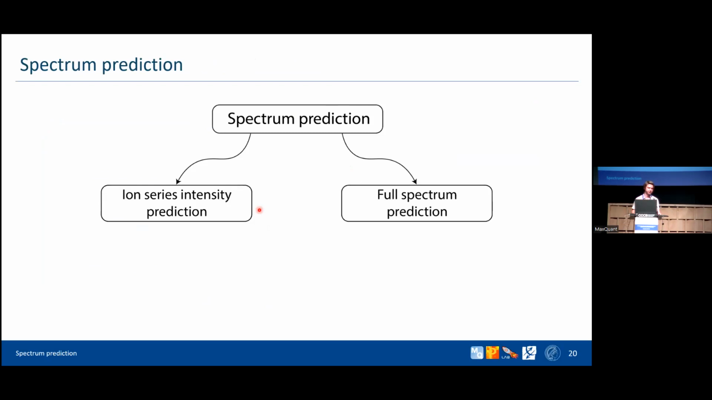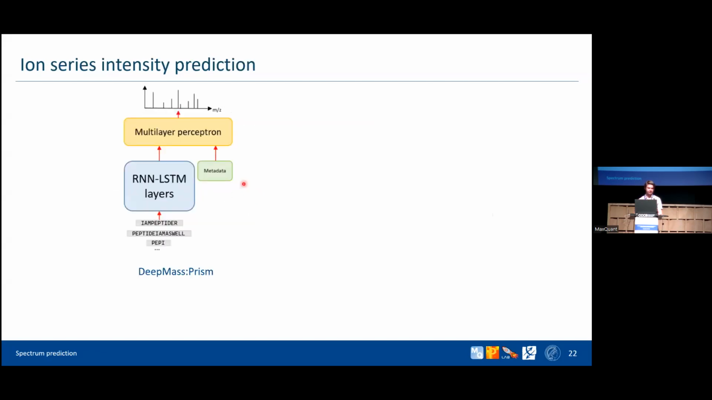Now back to spectrum prediction. It can actually be done in two ways: predicting ion series intensities or full spectrum. The first and the most popular one is focusing on predefined ion series. One needs annotated spectra to train such a model, and it will predict only ion types that are present in this annotated spectra. But this approach is robust to co-fragmentations.